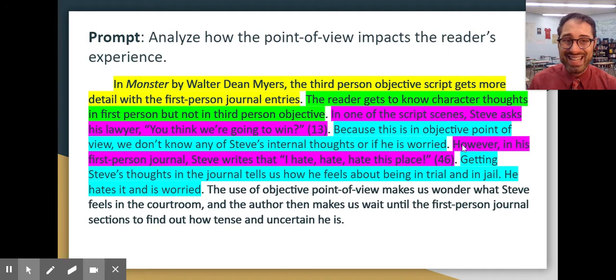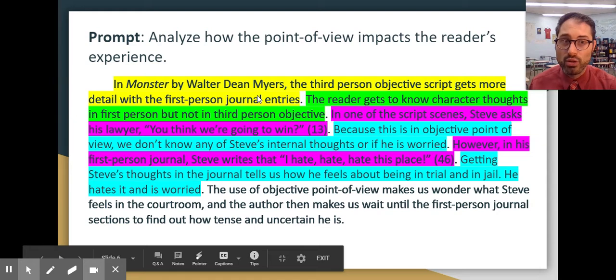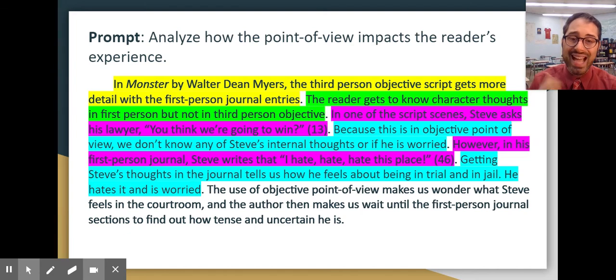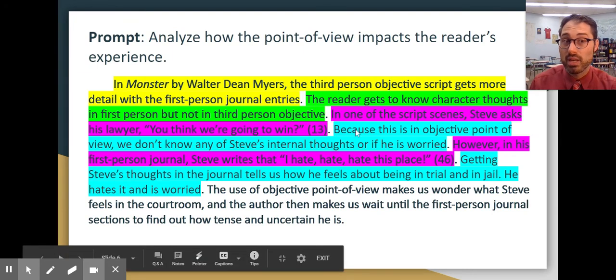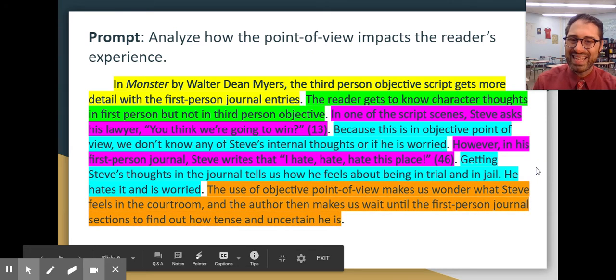My second citation says, however, in his first person journal, Steve writes that "I hate this place." So why am I giving that example? What's the purpose of that example? Well, I need to connect that example back to my claim. And my claim says that I get more detail with first person journal entries. So my cement says getting Steve's thoughts in the journal tells us how he feels about being in trial and in jail. He hates it and is worried. So up here, I get what he says because it's objective, but down here, I'm getting some of the character's thoughts. And I'm going to finish by highlighting my conclusion sentence in orange.